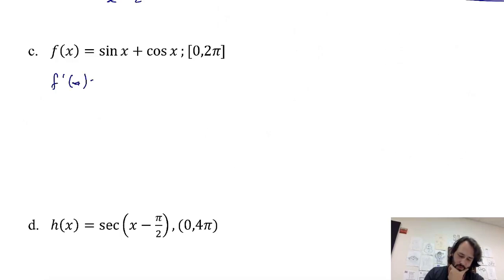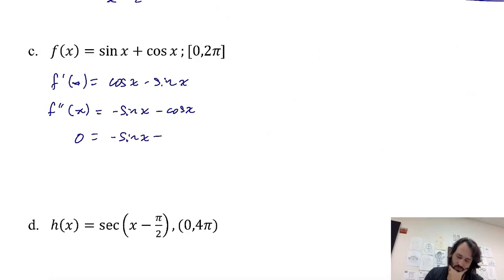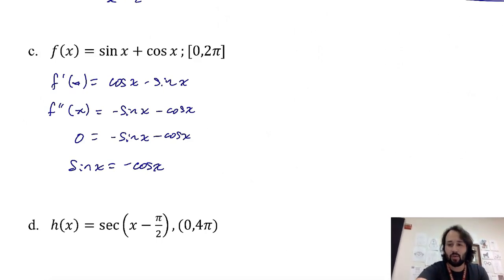Let's do our derivatives. So f prime is cosine minus sine, and f double prime is negative sine minus cosine. And if I set that equal to 0, then I need to have the positions where sine is equal to negative cosine. Essentially, I need to have the positions where sine and cosine have the same value but opposite signs. That's going to be at our pi over 4s, right? But where they have different values.